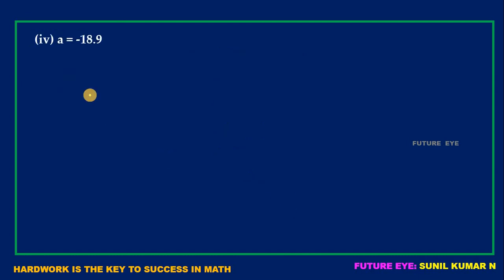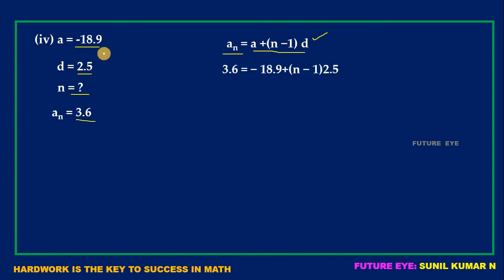Next, let us move on to another one, children. Fourth problem. A is minus 18.9, D is 2.5, N is question mark, and AN is 3.6. Now, as I said earlier, all these values can be seen in only one formula, that is the nth term. So the nth term formula is AN equals A plus N minus 1 into D. Now let us substitute all these values, children. See, AN value is how much? That is 3.6. Hence put 3.6 here.